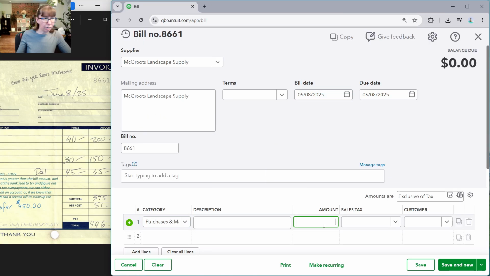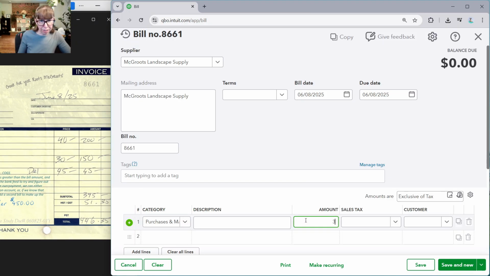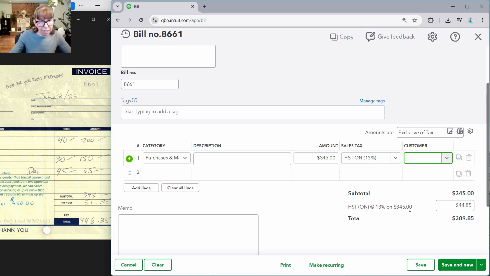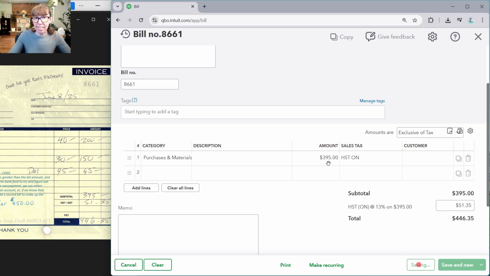And then the pre-tax amount, is that 345 or 395? 345 with HST. Let's see what happens. 448. Nope. So that must be 395. 51.35 HST. Perfect, for the total of 446.35. So we're going to go ahead and hit save.